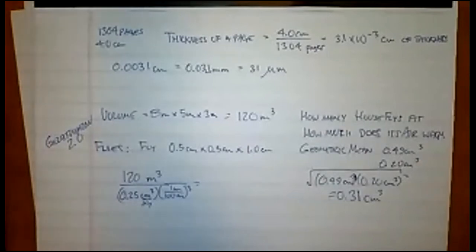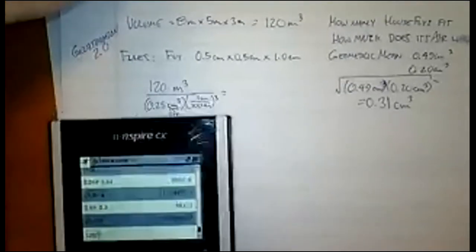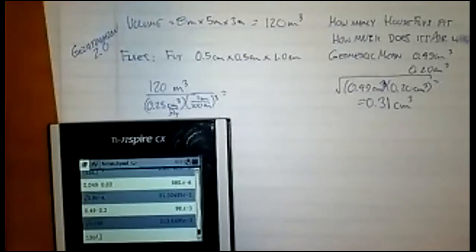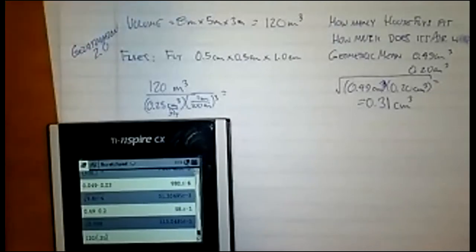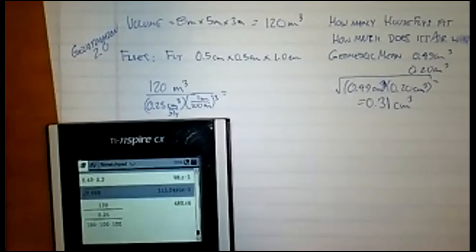So let's see what we get. 120 divided by, I'm going to do parenthesis, 0.25 divided by parenthesis 100 times 100 times 100. There's that parenthesis closed. So this should give me the right answer. And I get roughly 480 million.